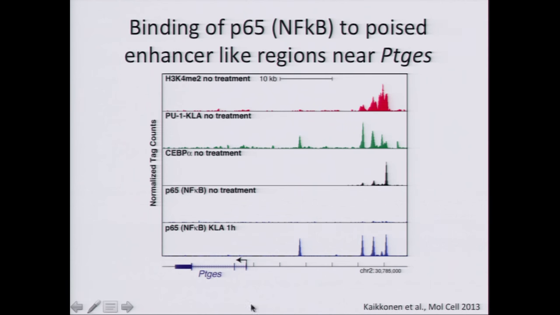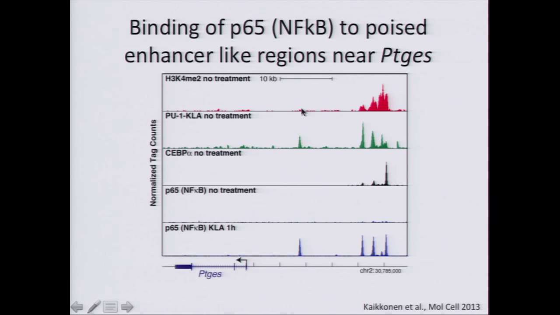And to give you just an example of this, this is a browser image in the vicinity of the prostaglandin E synthase gene. This is a gene that is expressed at very low levels in a resting macrophage, but is induced by orders of magnitude in response to the stimulation of the TLR4 signaling pathway. Here we're using a very pure form of LPS called KLA. And what you observe in this illustration is that in the absence of treatment, you can observe binding of PU.1 and CBP upstream of the prostaglandin E synthase gene. This is associated with histone H3 lysine 4 dimethylation. But under these conditions, the gene is off.